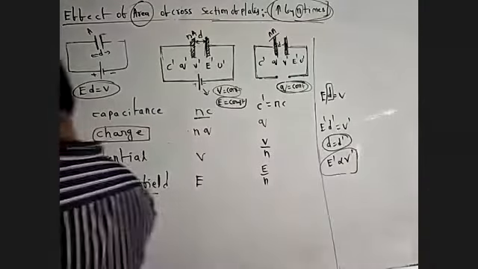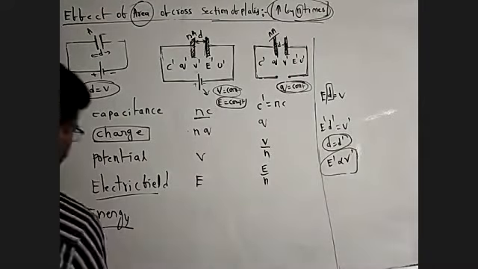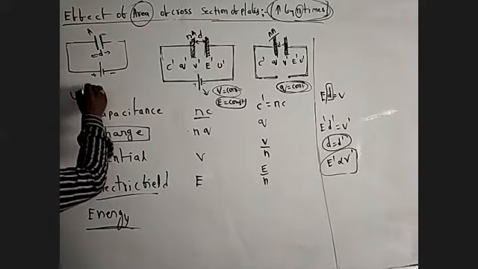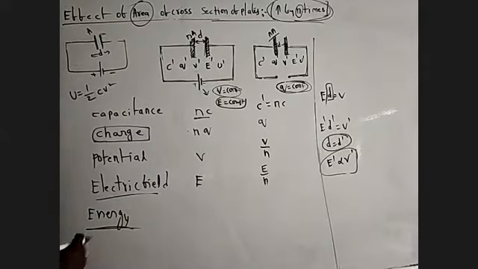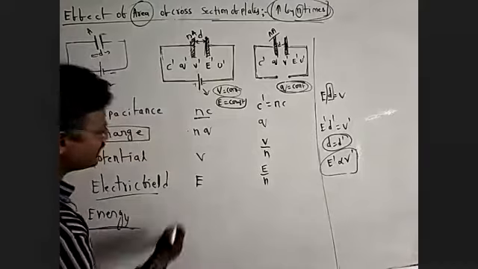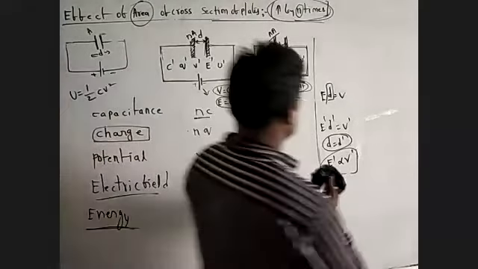Next, the last one: energy. What is the energy formula? Half of CV square. Here the energy is half CV square. I'm writing energy.